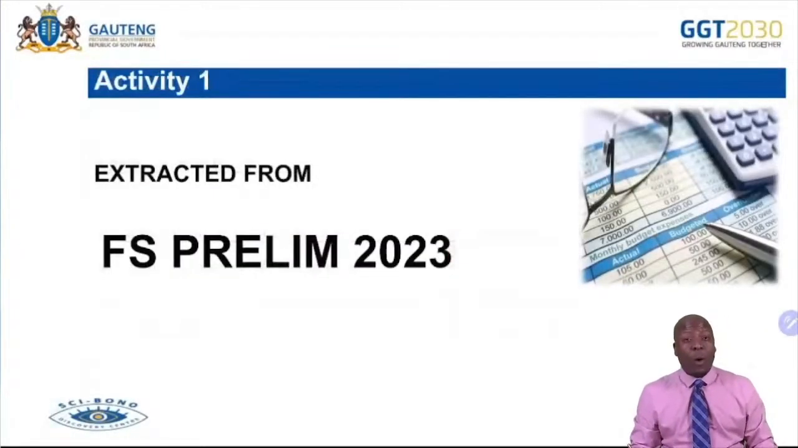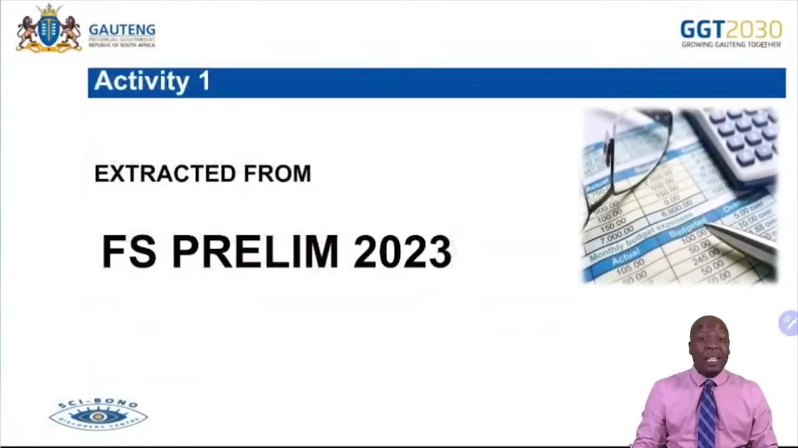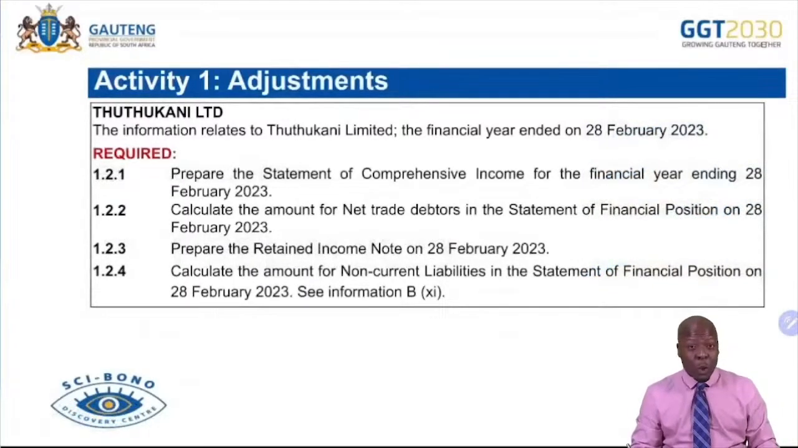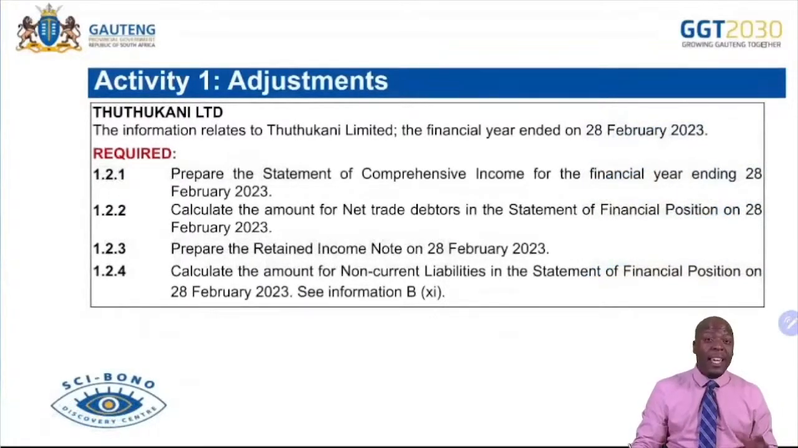To begin with, we're going to be focusing on the Free State Prelim paper for the year 2023. I know most of you have this paper already. If you have it in front of you, it's going to assist as we do some calculations. So make sure you have the Free State paper for the year 2023. We're going to be looking at their question 1, which was on the statement of comprehensive income. Let's read it. It reads, the information relates to Tukani Limited. The financial year ended on the 28th of February 2023.